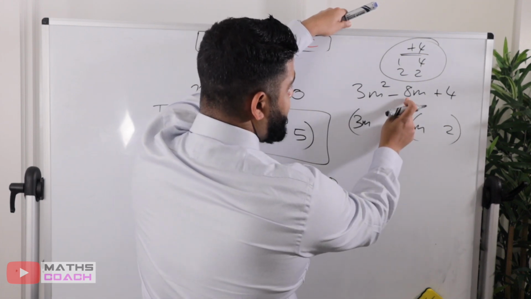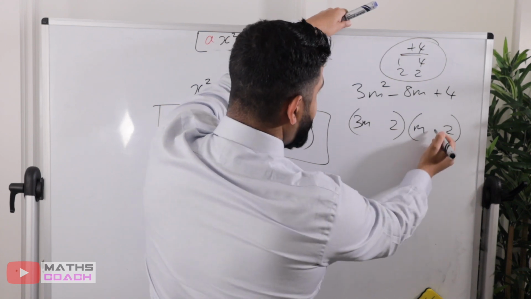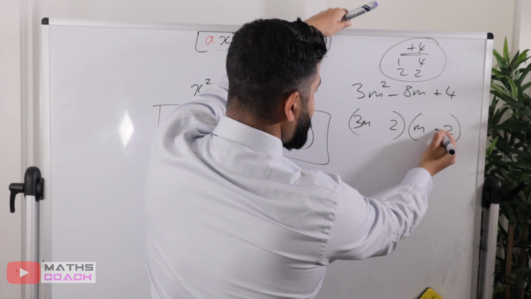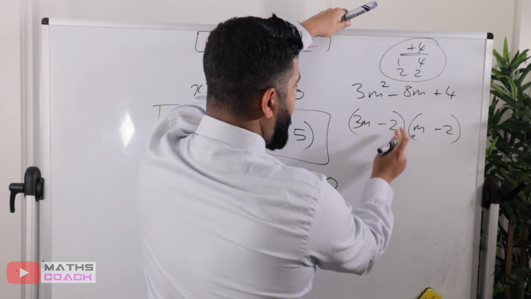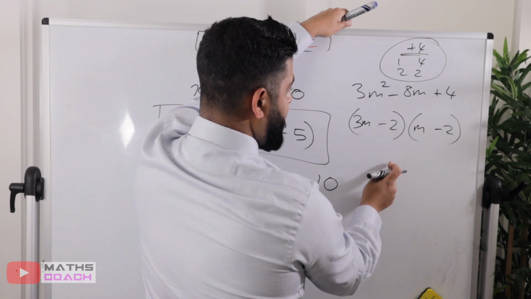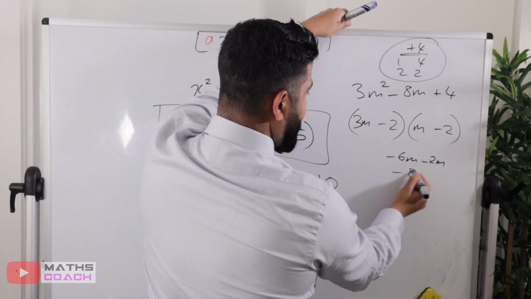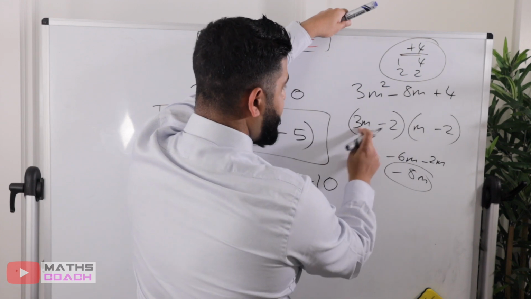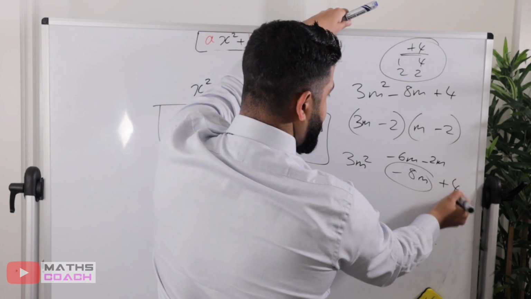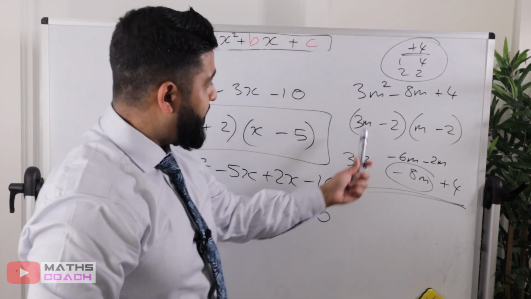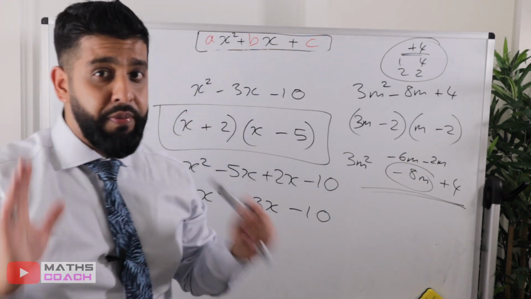Okay, so we want to get a minus 8. So 3m times 2, I think it would end up being the right answer actually, so there's a minus there and a minus there. So 3 times 2, which is 6, and then minus 2 times m, which is minus 2m. So minus 6m minus 2m gives us minus 8m, so that's the middle sorted out, and then 3m times m, which is 3m squared, and then minus 2 times minus 2, which is plus 4. So here you go, you should have 3m minus 2 and m minus 2. And that's that one. That's just a bonus though, okay?